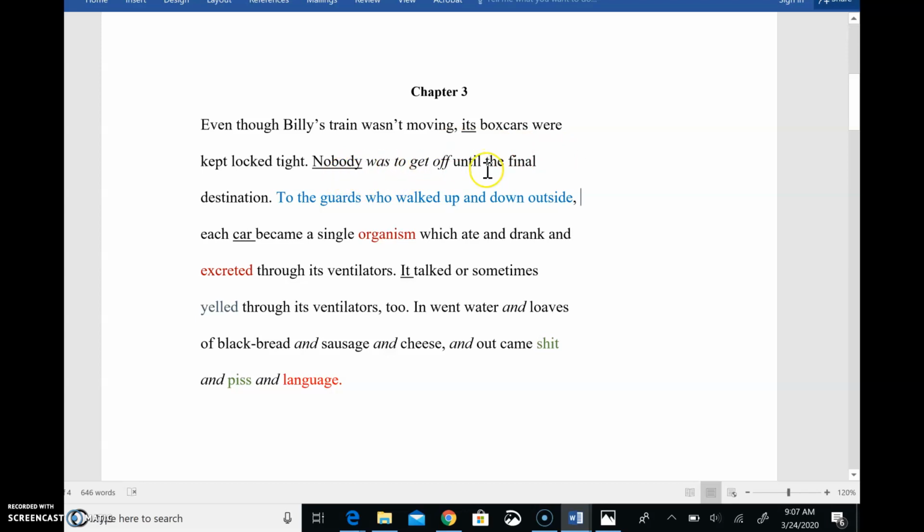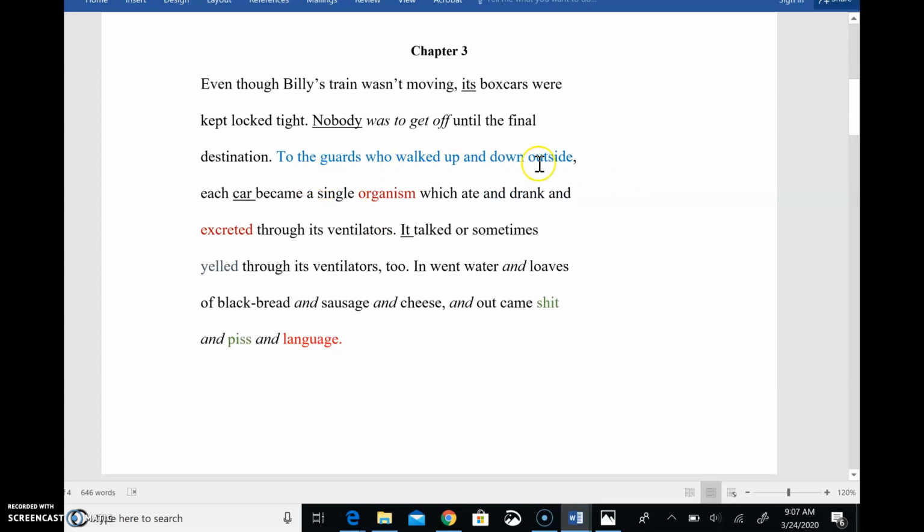"Was to get off" is an interesting phrase for me because it seems very passive. The Germans aren't necessarily saying this is a rule. It's just the way things are. Nobody was to get off until the final destination. You don't have the authority of that rule stated here.